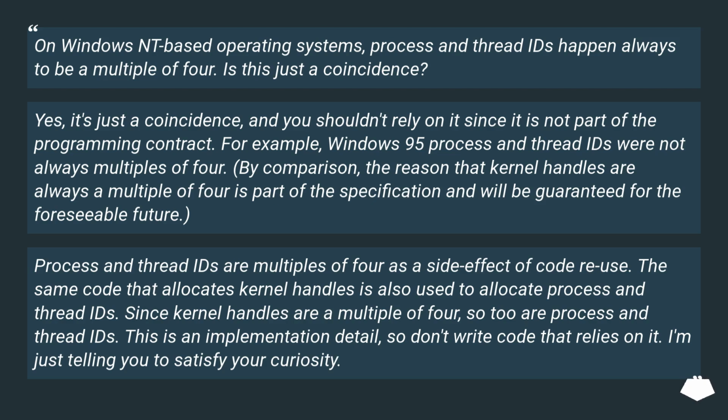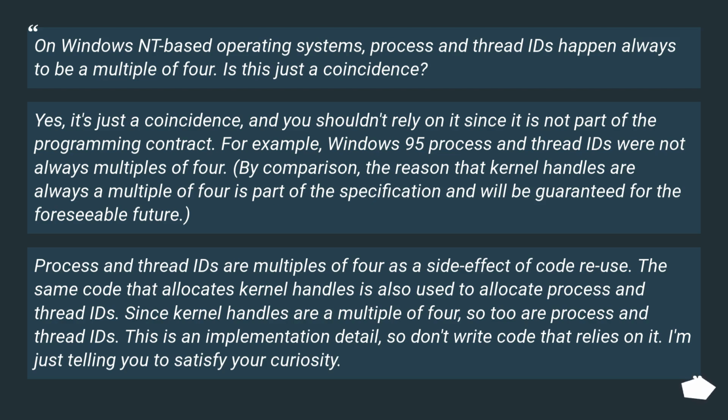By comparison, the reason that kernel handles are always a multiple of 4 is part of the specification and will be guaranteed for the foreseeable future. Process and thread IDs are multiples of 4 as a side effect of code reuse. The same code that allocates kernel handles is also used to allocate process and thread IDs. Since kernel handles are a multiple of 4, so too are process and thread IDs.